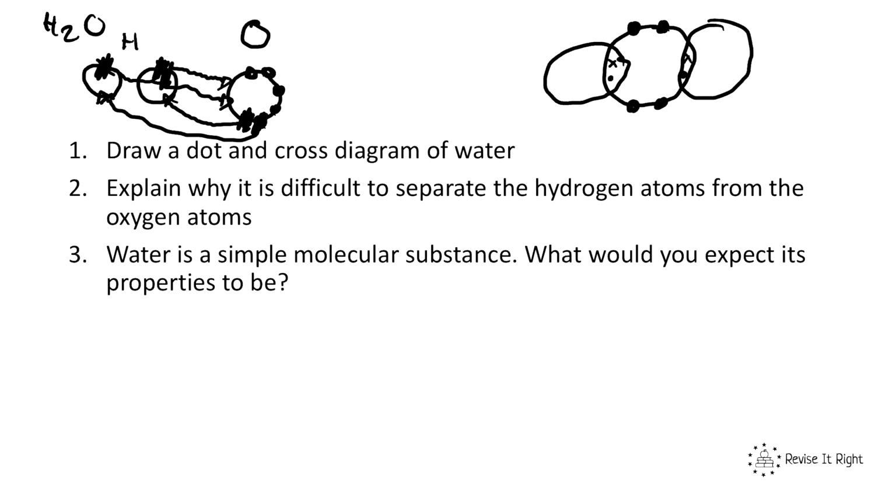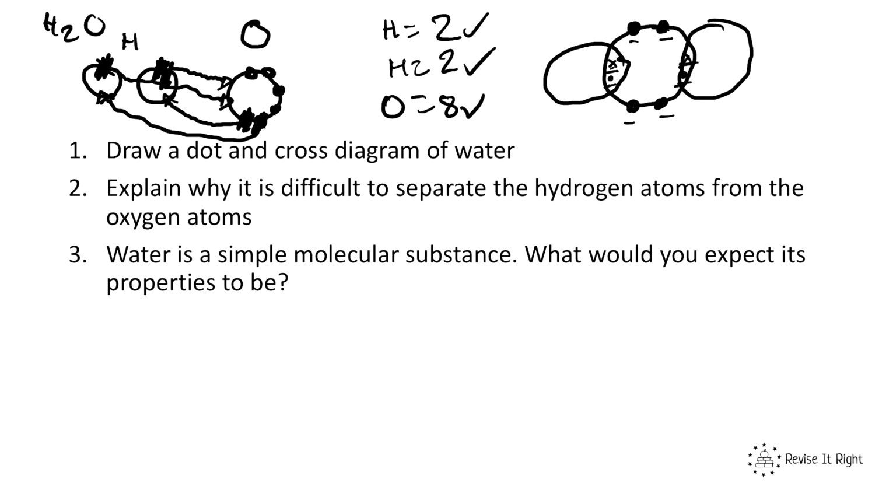Okay, now we just double check. Hydrogen should have 2 electrons in the outer shell to be full. 1, 2, correct. This hydrogen should have 2 as well. 1, 2, that is correct. And oxygen to be full should have 8. 1, 2, 3, 4, 5, 6, 7, and 8. So that is correct. So that is the correct dot and cross diagram for water.